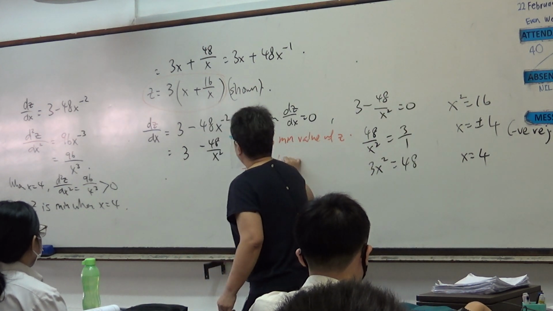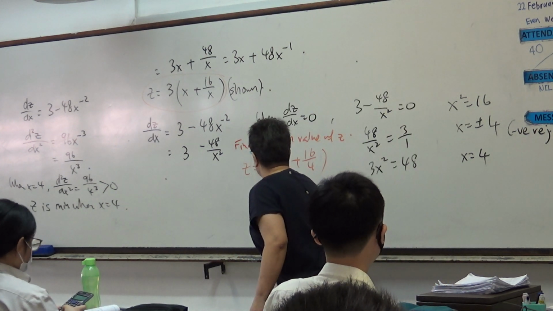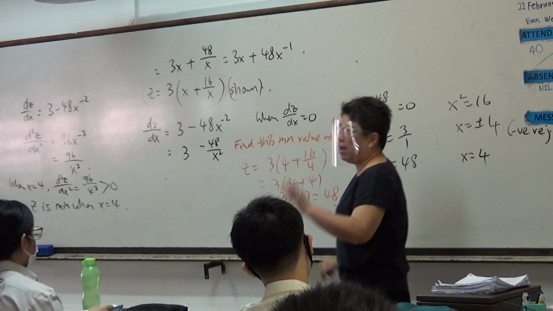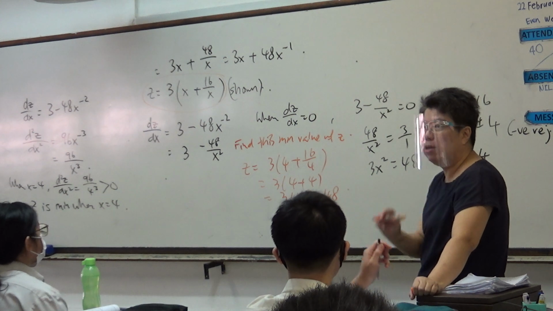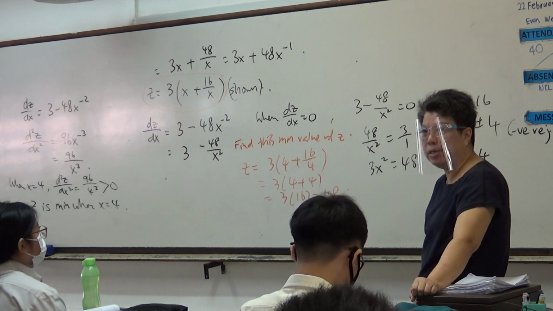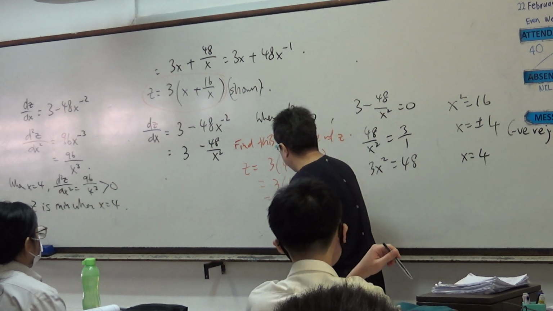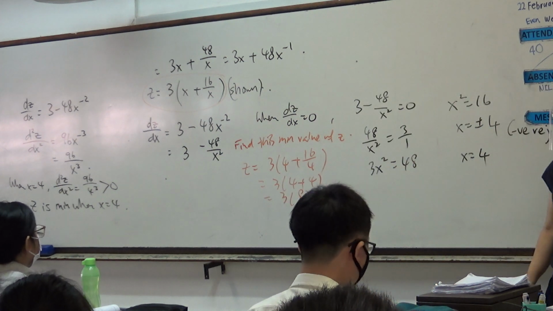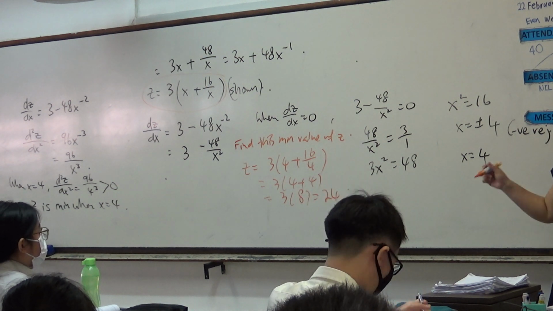That means I must sub in here. What's the minimum value of z? It will be 3 into 4 plus 16 over 4. So what is this? 3 into 4 plus 4. So 3 times 16. Answer? 48. So the minimum value of z is 48. But this one, they didn't require you to find. They just want you to show that it's minimum only. Hey, jialat. 4 plus 4 plus 48. So what's this? 24. Sorry. Thank you for telling me. Okay, can or not? Understand? Can already? Okay.